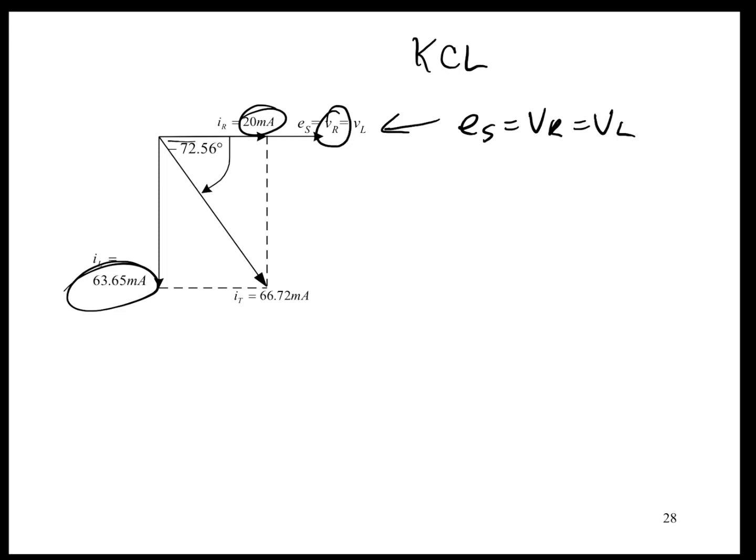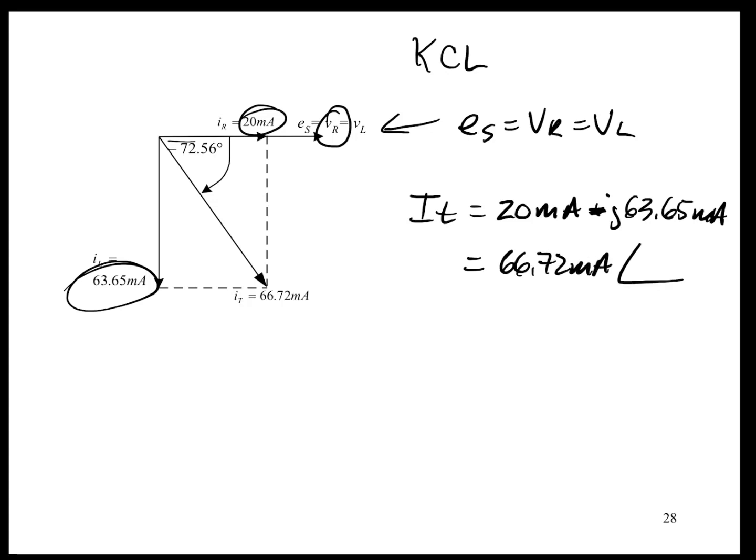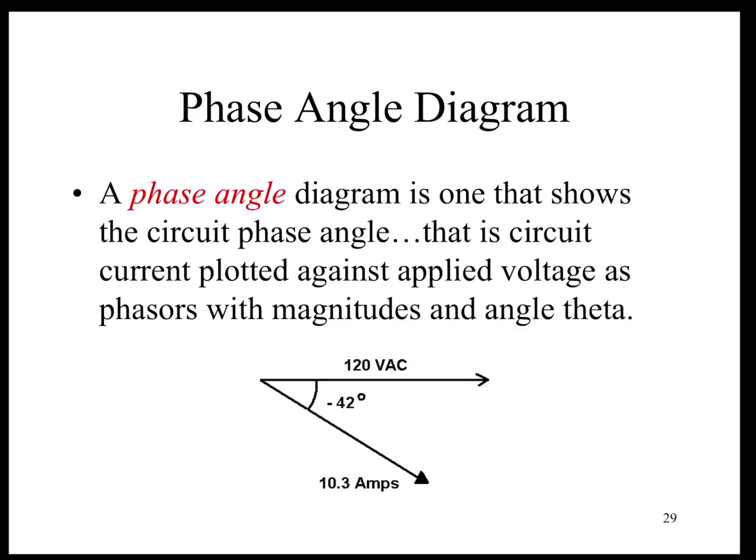And so you can do a rectangular to polar conversion, and you'd have obviously two representations for I total. If you're looking at representing it as a rectangular value, it would be 20 milliamps plus, or you can go directly to minus j 63.65 milliamps, or that could be expressed as 66.72 milliamps at an angle of minus 72.56 degrees. This one being polar, this one being rectangular.